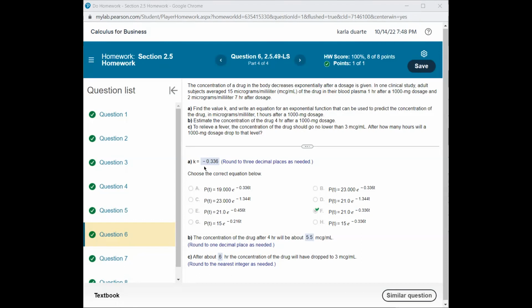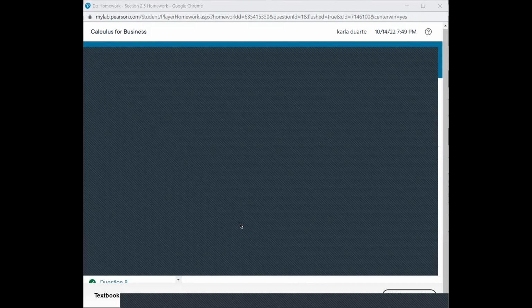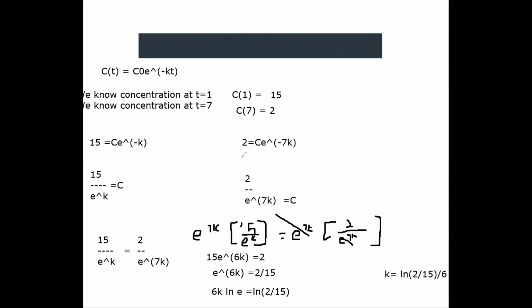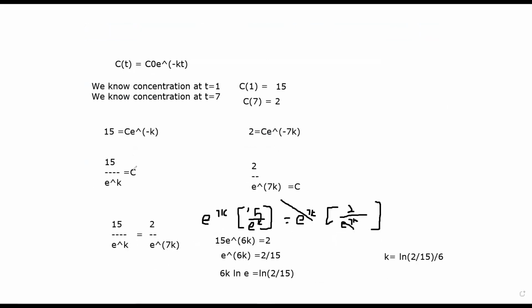Then it said, write an equation for the exponential function. Well, I don't know what this constant is in front, do I? See, I didn't find the constant. I just found the K, right? So remember here that when I do this part, I have to come back here. And this is actually fairly easy now because we have C. C is this equation here. Use this because it has just the single K in there.